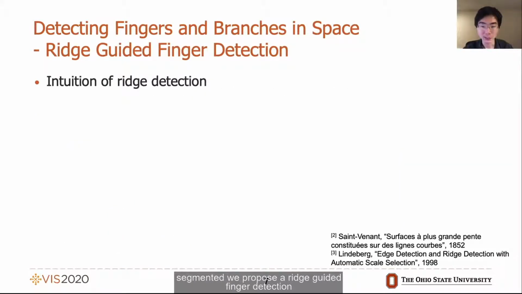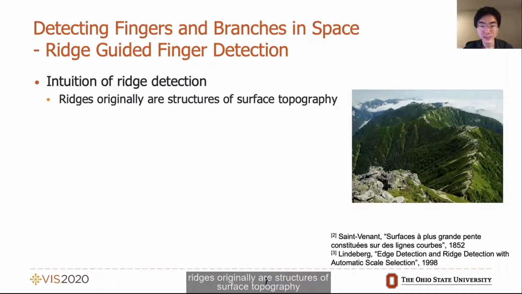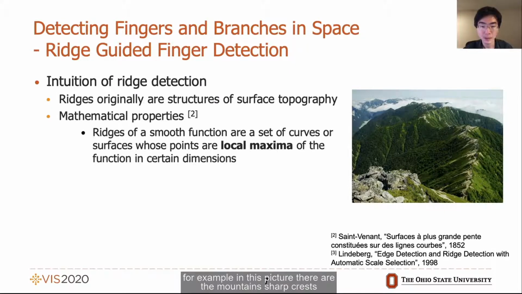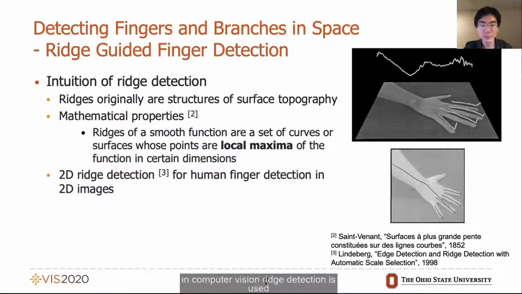We propose a ridge-guided finger detection. Ridges originally are structures of surface topography. For example, in this picture, they are the mountain's sharp crests. Then the mathematical properties of ridges were studied. Ridges of a smooth function are a set of curves or surfaces whose points are local maxima of the function in certain dimensions. In computer vision, ridge detection is used to detect human fingers in 2D images. For example, we can detect the ridge-like curves from the terrain defined by pixel intensities to extract human fingers.